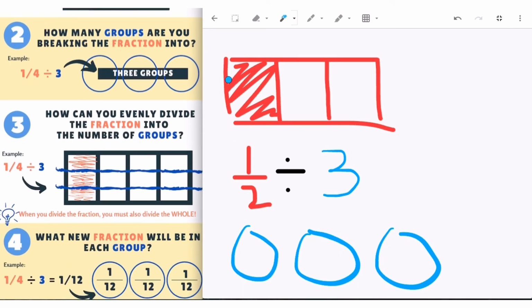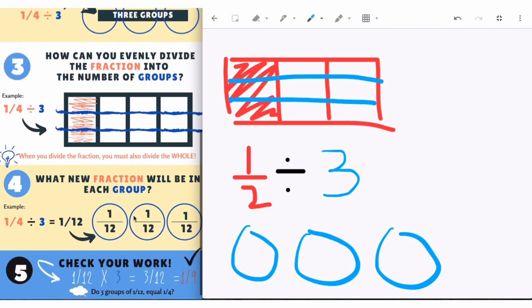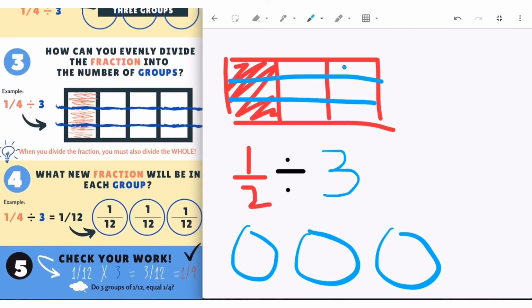Well, again, I'm going to divide the fraction so that I have an even number in each group. So I can just draw this through here, and I can put one piece now in each group. Finally, what new fraction will be in each group? So I'll start by looking at my total.